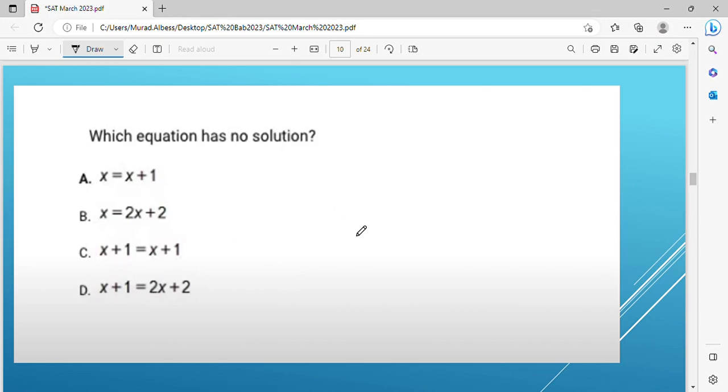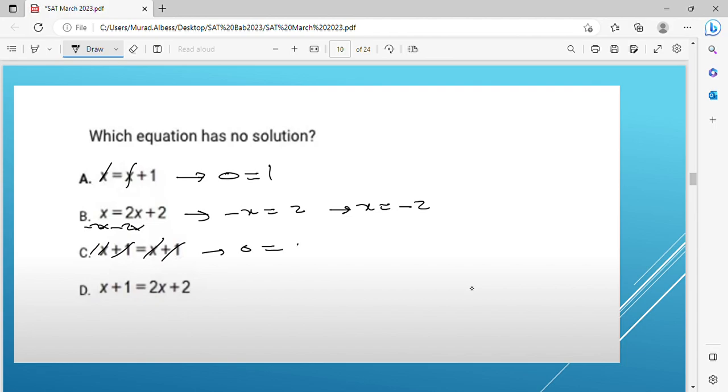Which equation has no solution? For this question, we can cancel these because they have the same sign, so we have 0 equals 1. Here, if we solve it, negative 2x, so negative x equals 2, so x equals negative 2. Here it is the same, so that's 0 equals 0. And here if we divide by 1, we have x equals negative 1. That's not correct, and that's not correct.